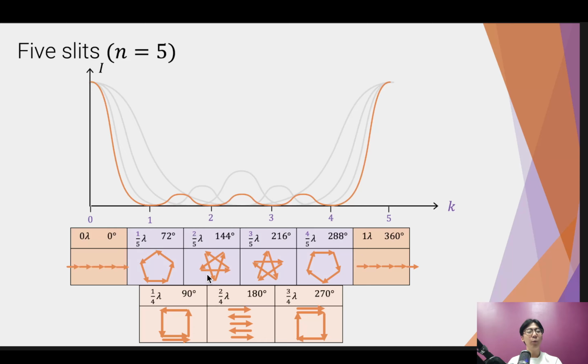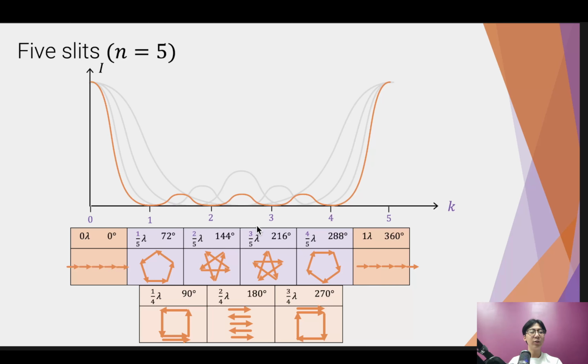Rotating a bit further, we get 144 degrees of relative phase difference, which gives us a pentagram. Then rotating even further to 216 degrees, we get a pentagram in the other direction, and then rotating even further, we get a pentagon in the other direction, and so on.